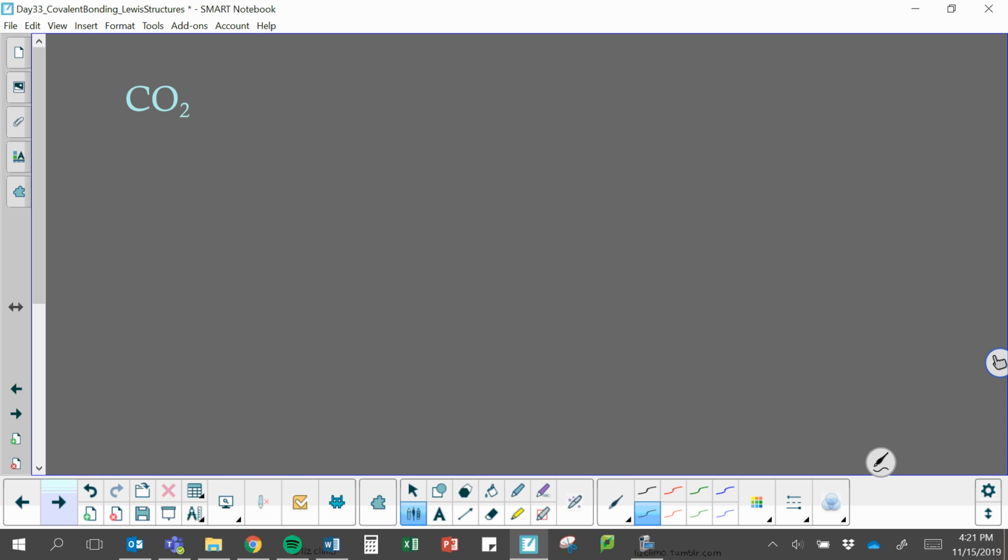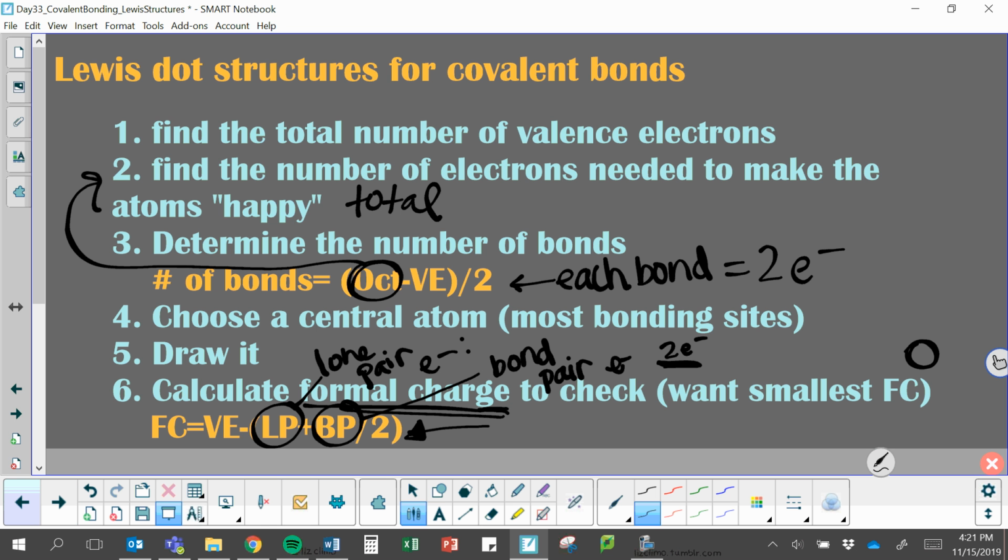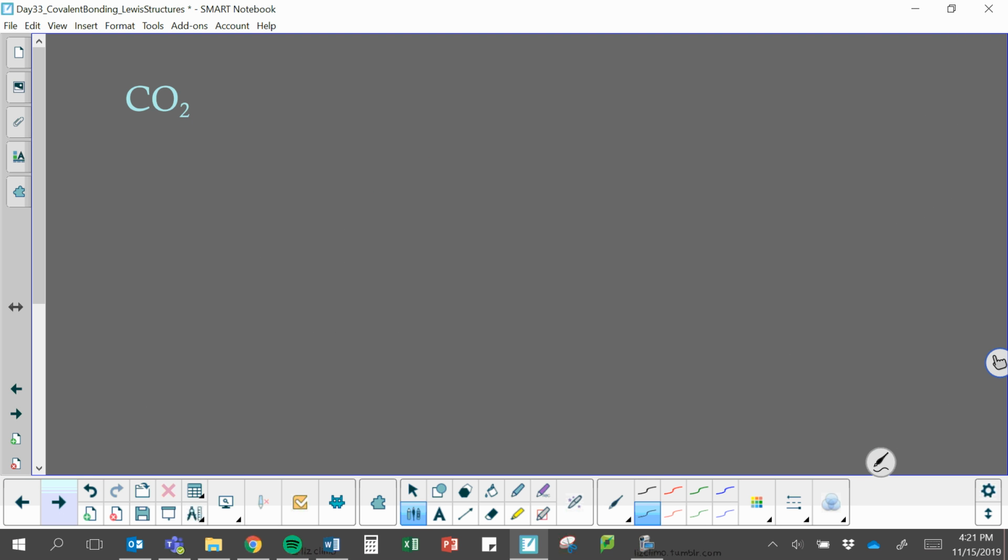So let's practice another example. We have carbon dioxide. Our step number 1 is to find the total number of valence electrons. Carbon is going to have 4, plus oxygen, which has 6, and then we have another 6. So altogether, this one's going to have 16 valence electrons.